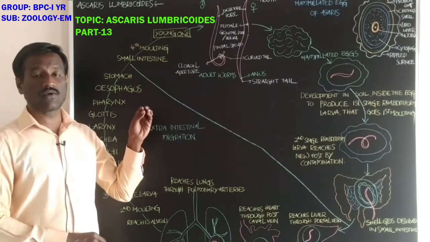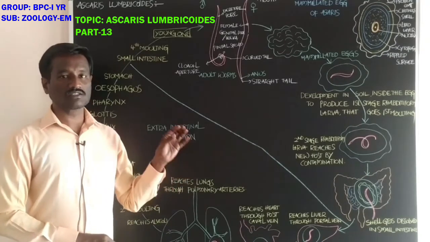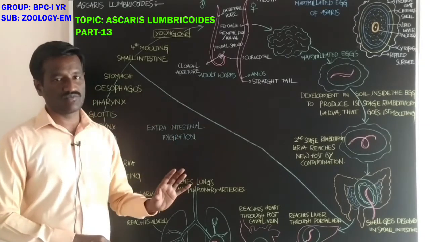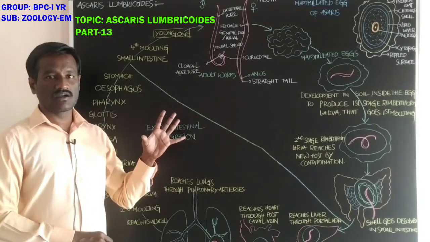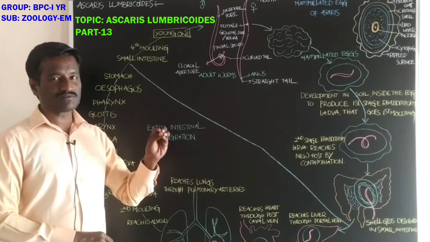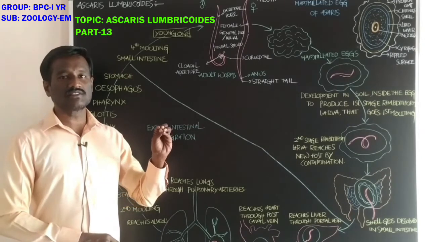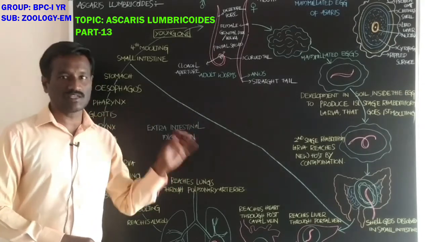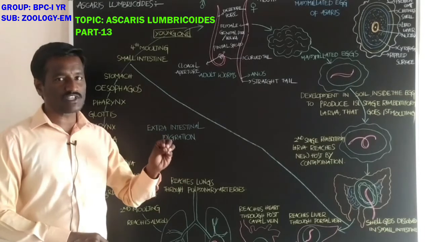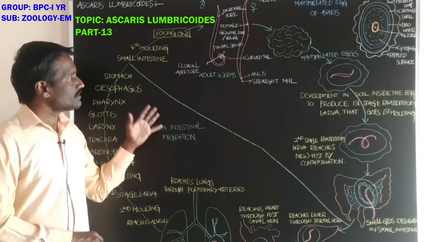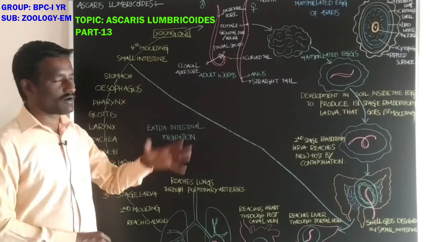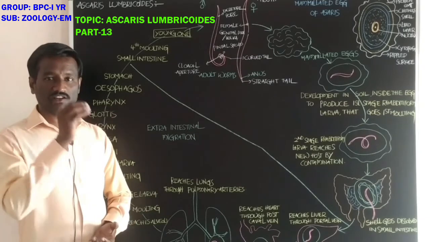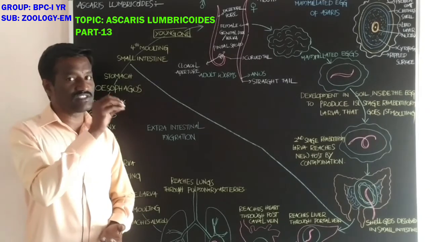What about the pathogenicity? Ascaris lumbricoides causes the disease ascariasis in man. When the roundworms are few in number, it does not show any symptoms. The disease is most common in children, and it can also be symptomatic.